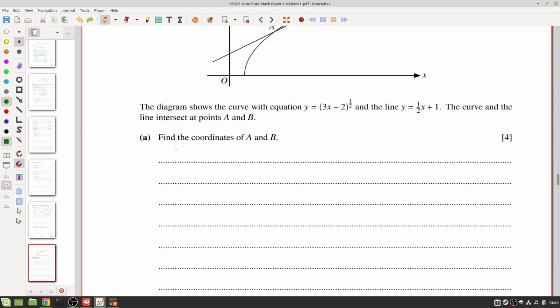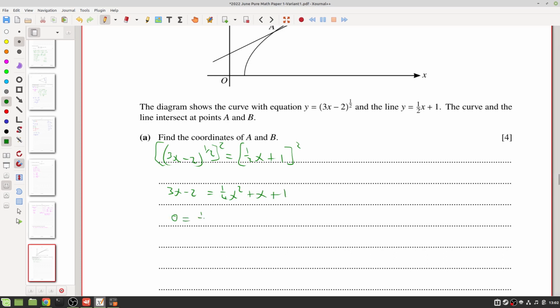So that means we've got 3x minus 2 to the power half, let me just rewrite it in this form for now, equals a half x plus 1. Okay, so to the power half, we can square both sides here. So let's square both sides. And that'll give us 3x minus 2 equals a quarter x squared plus x plus 1.